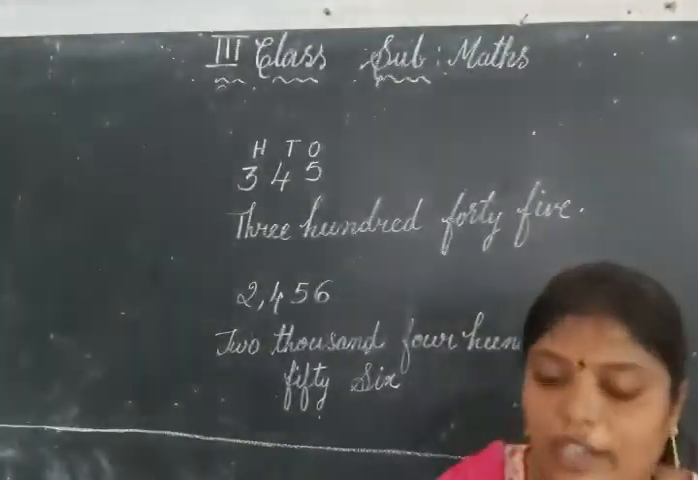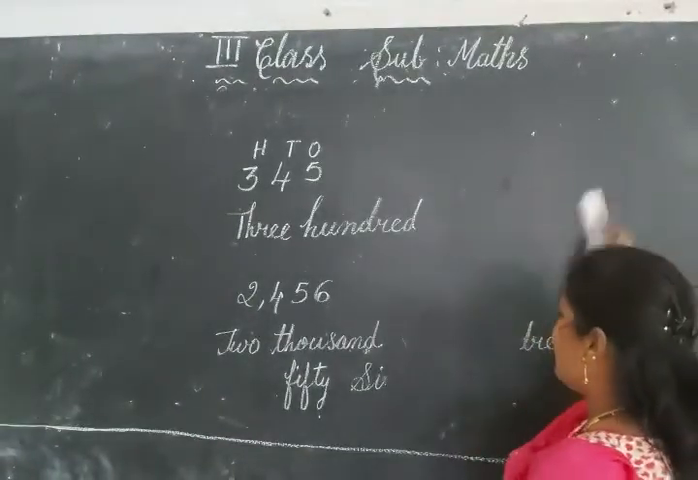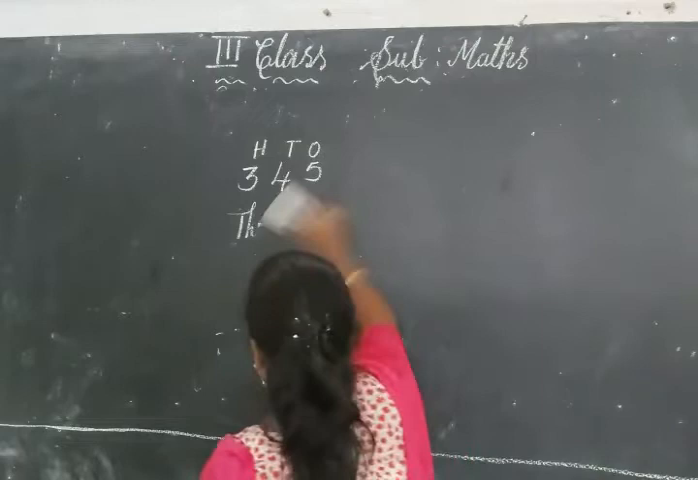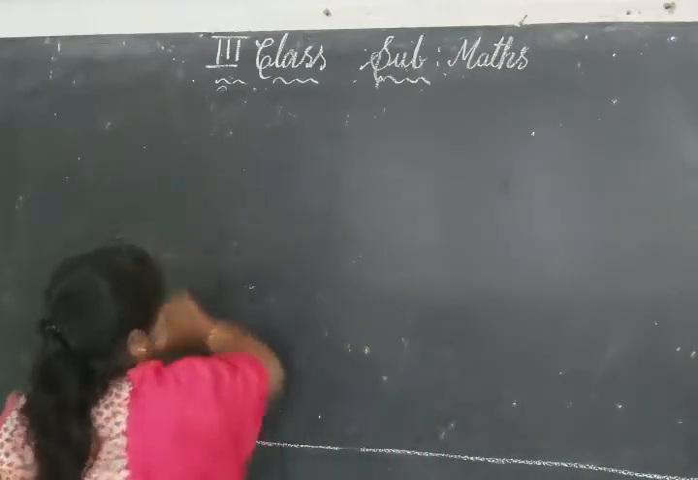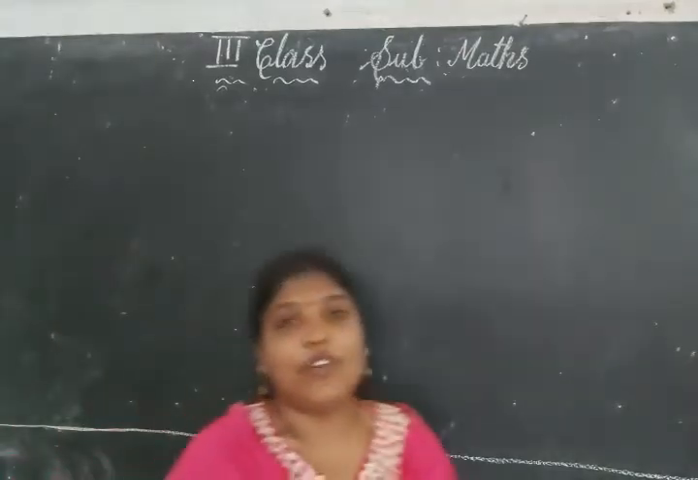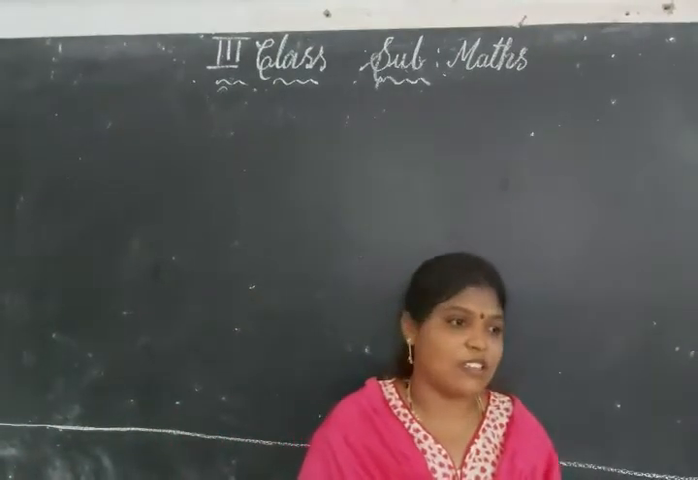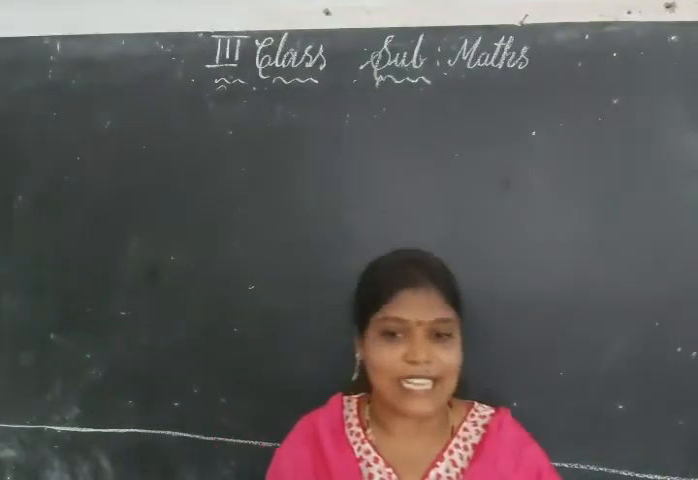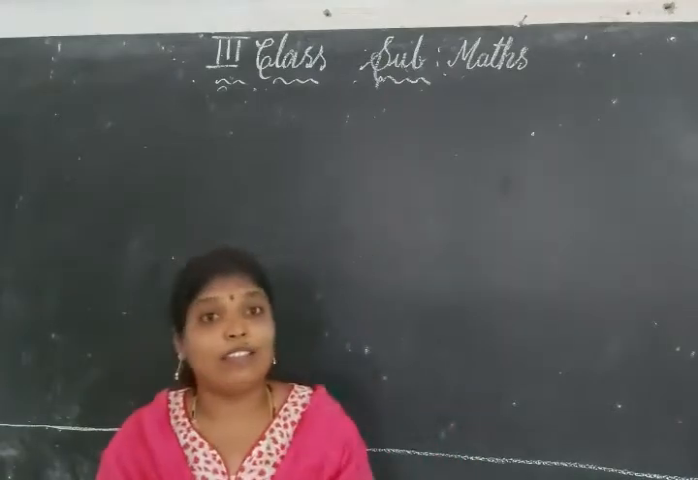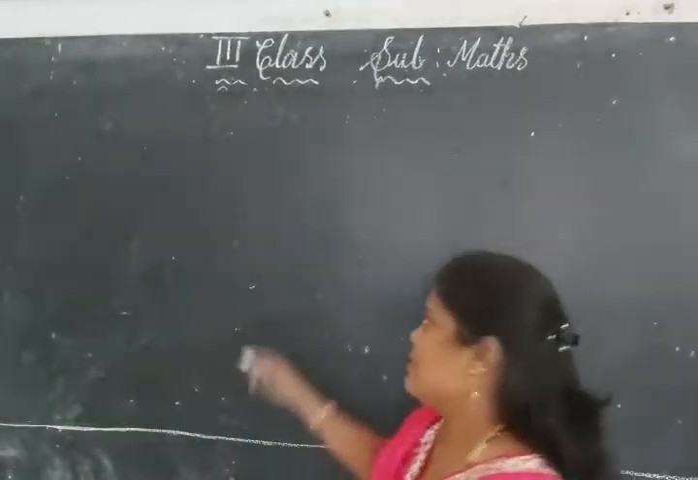So, children, you already know how to read a number and how to write a number name. Now, let us move to our next topic, expanded notation. Before learning expanded notation, let us revise once how to represent a number on abacus, which you have already learned in your second standard. Children, I think you all know how to draw an abacus.